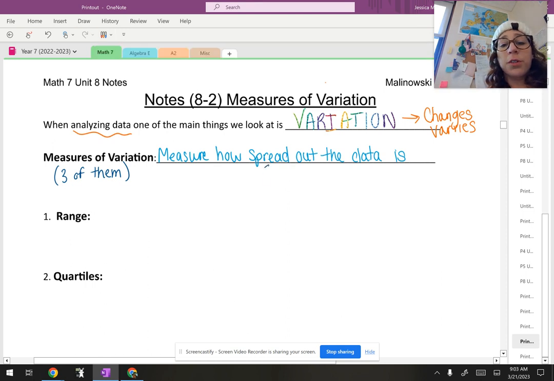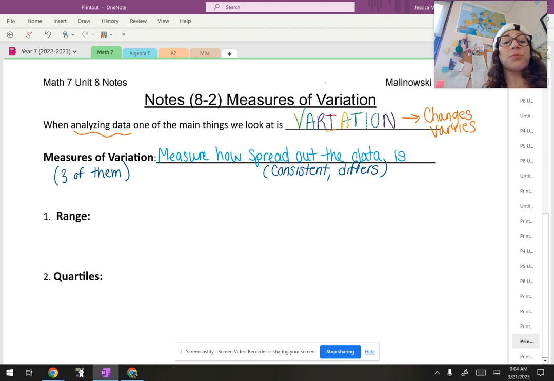Some other keywords you saw in practice problems last night was asking you about which class had the most consistent test scores. That's another name, consistent. If there's a lot of consistency, that means there's not much variation. Consistent coming from constant, it being the same. So again, how consistent it is, how much it differs, things like that.